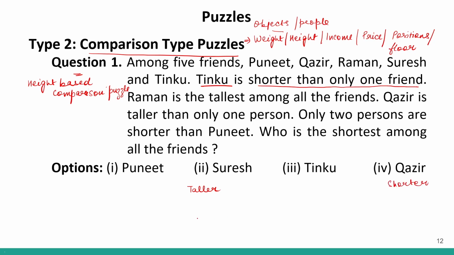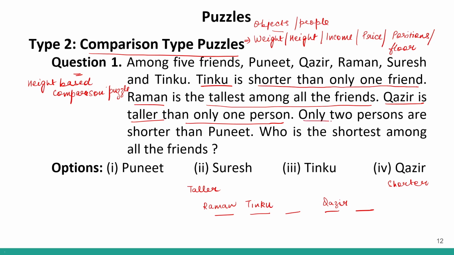How many people do we have? 5. So 1, 2, 3, 4, 5. Tinku is shorter than only one friend. That means only one friend will be taller than Tinku. Raman is the tallest among all friends, so definitely Raman will come at this position. Kazir is taller than only one person. That means Kazir will come over here, because Kazir is taller than only one person. Okay?